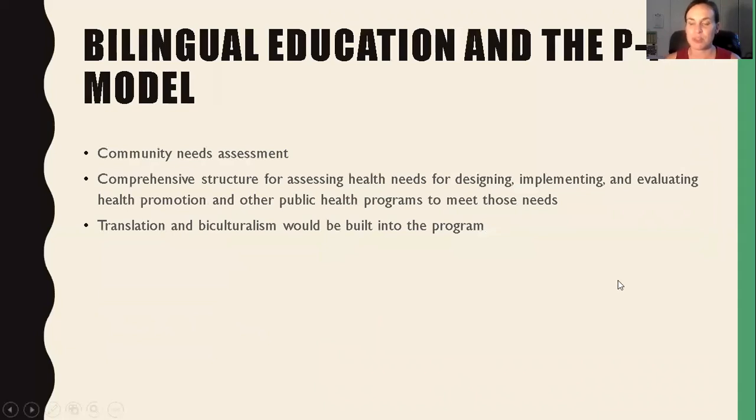The PRECEDE-PROCEED model doesn't have research about actual bilingualism as much as I can tell. But because this is a community needs assessment and we're looking at structures for health needs, and we design, implement and evaluate health promotion, translation, bilingualism, biculturalism is going to be built into the program.